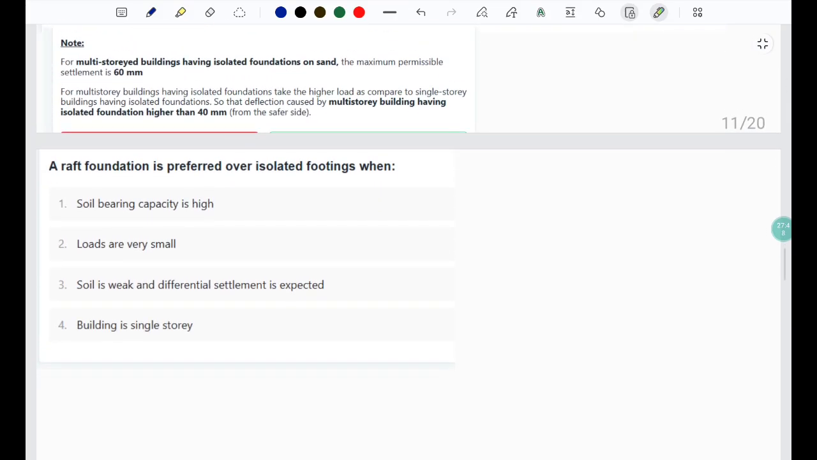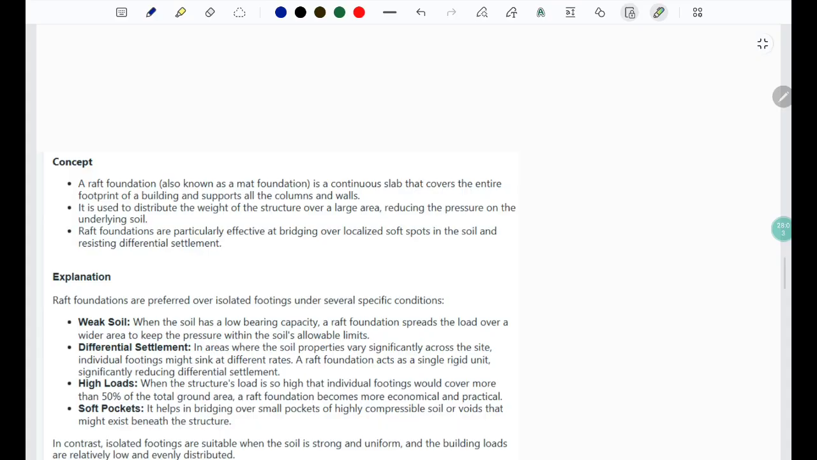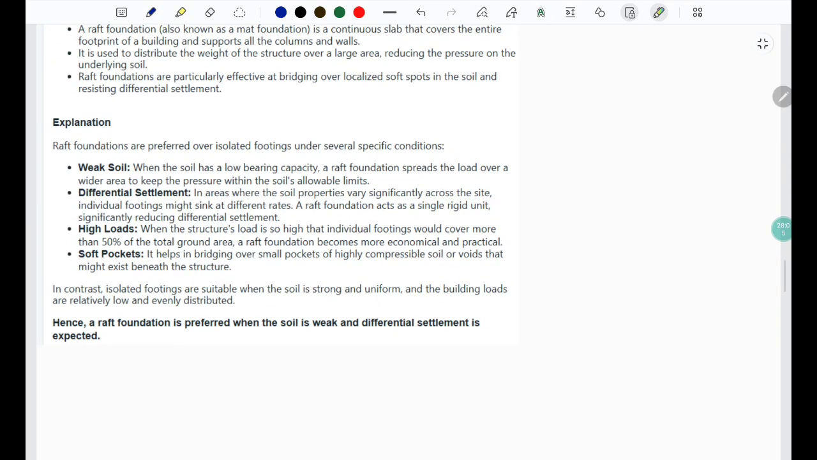Then comes: a raft foundation is preferred over isolated footing when the soil bearing capacity is high? No. Is it used when loads are very small? No. Soil is weak and differential settlement is expected. Yes, that is the correct answer. If it is weak soil, differential settlement is expected.